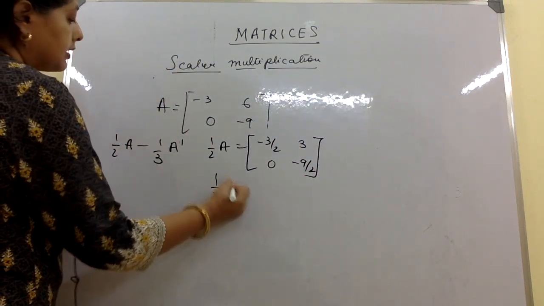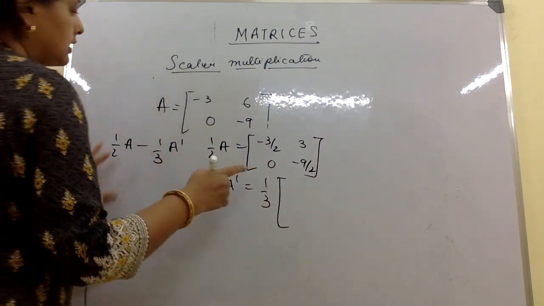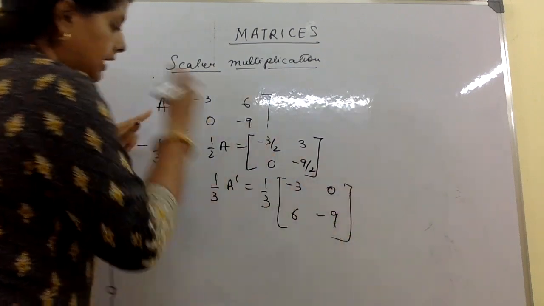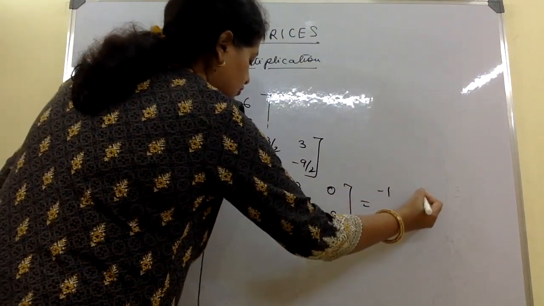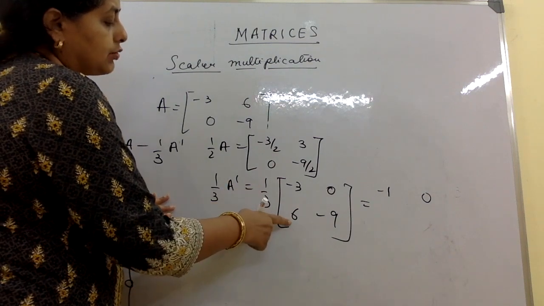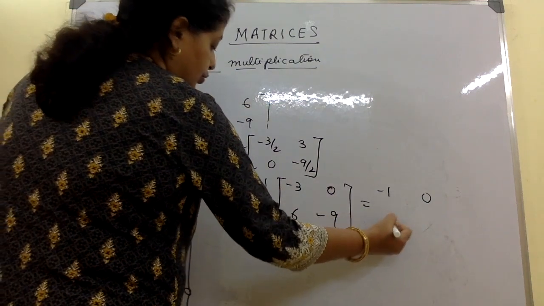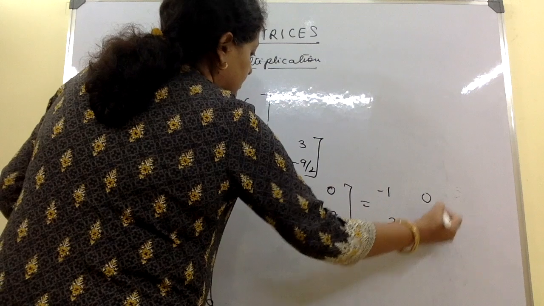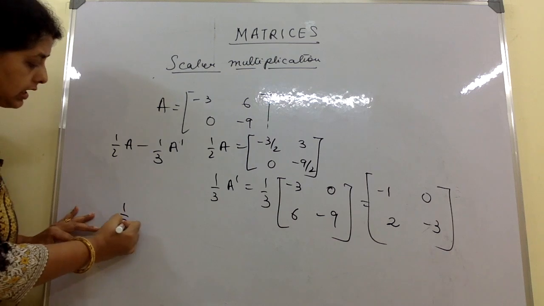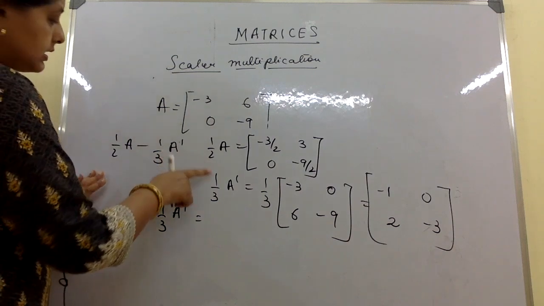And then 1/3 A dash. First I'll write 1/3, then I'll write A dash. Here I need to write the A dash because I don't have it in front of me. Minus 3, 6, 0 and minus 9. And then I start dividing. This is a minus 1, this is a 0. You multiply with a 1/3, means you are dividing by 3. So that is 2 and then minus 3. So I have got both of them. Now I just need to subtract. So half A minus 1/3 A dash is going to be, from this subtract this.